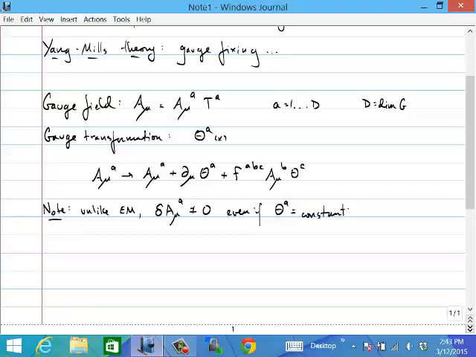So that means that this gauge parameter theta is really playing a somewhat different role in Yang-Mills theory than it did in electromagnetism, where those structure constants F just vanished.